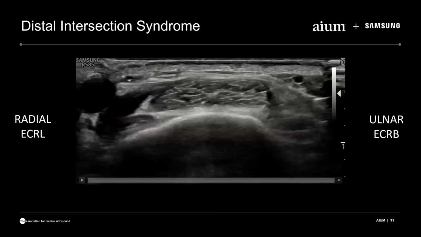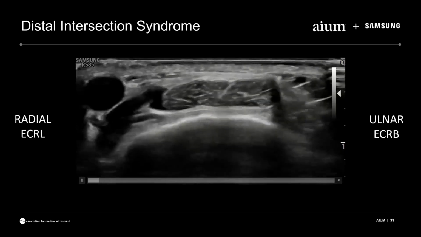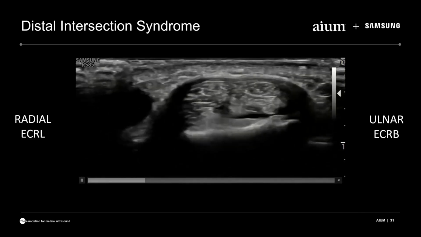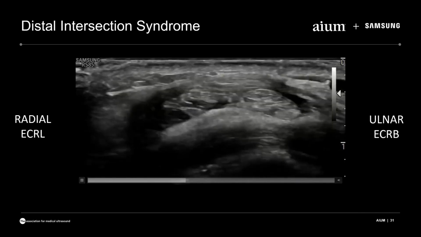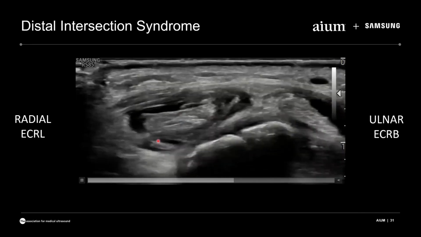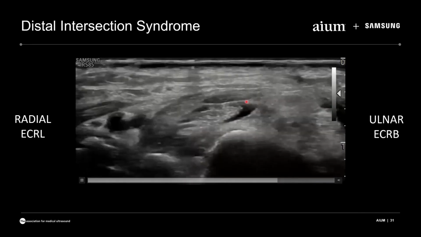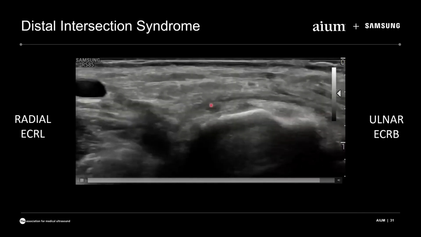And if we look at this in real time, so here's the radius, here's compartment 2, and we're going to move proximal to distal and watch as the third compartment tendon crosses over. So there it is right there, crossing over, and then you've got this complex heterogeneous fluid around the ECRL tendon just distal to that area.